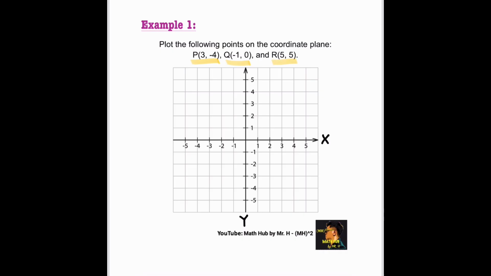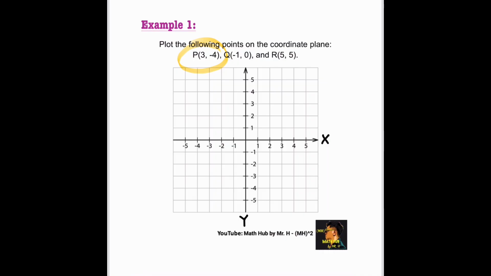So let's plot first point P. All right, so point P has coordinates (3, -4). You can see that the x-coordinate 3 is positive and the y-coordinate is -4.